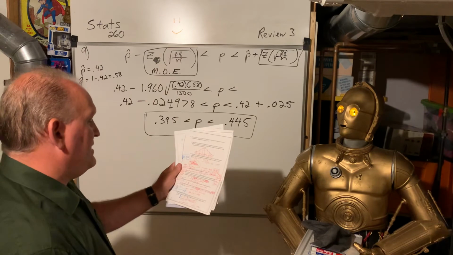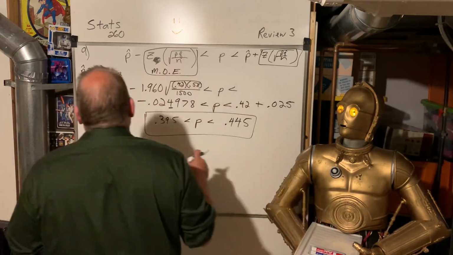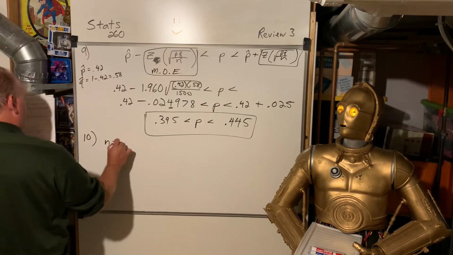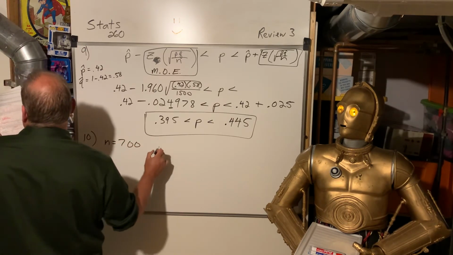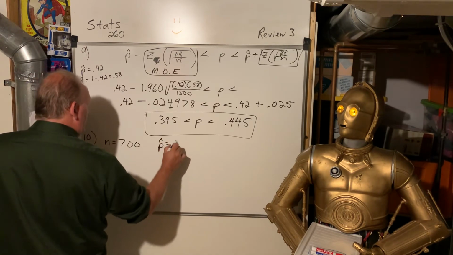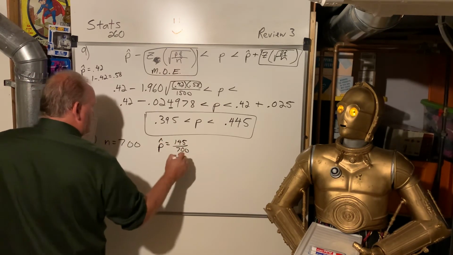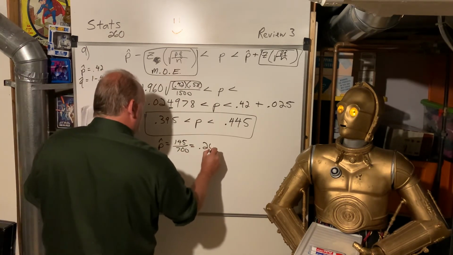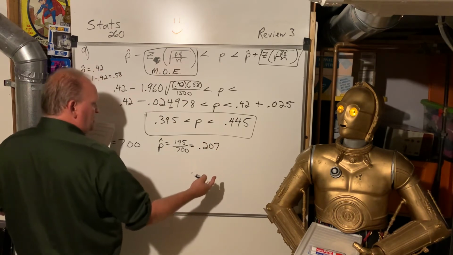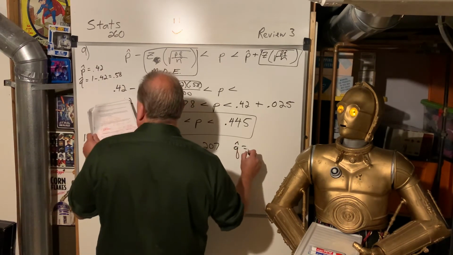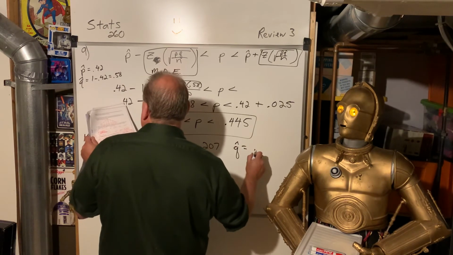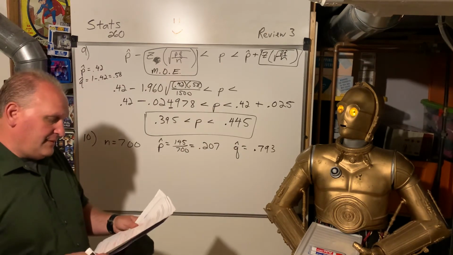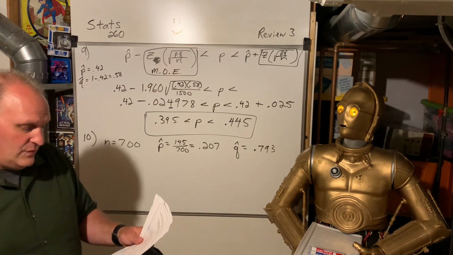It's really the same problem. We just have to find P hat ourselves first. So n is equal to 700. It says 145 people play chess. So you divide 145 by 700, and that gives you 0.207. So that's about 21%. And that means Q hat is 1 minus that, which is 0.793. All right? And so now it's just plug and chug again.